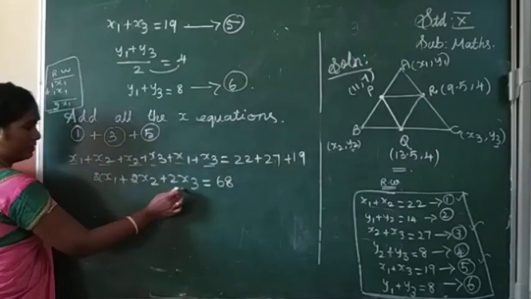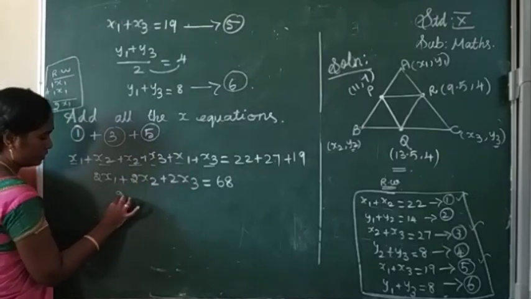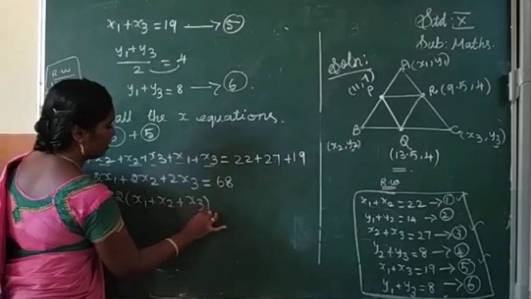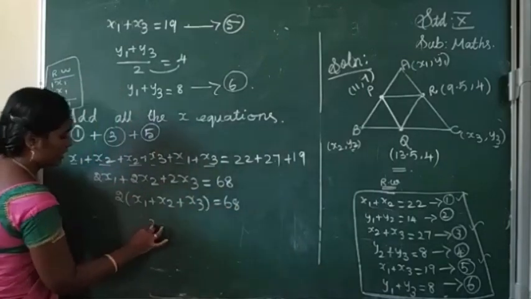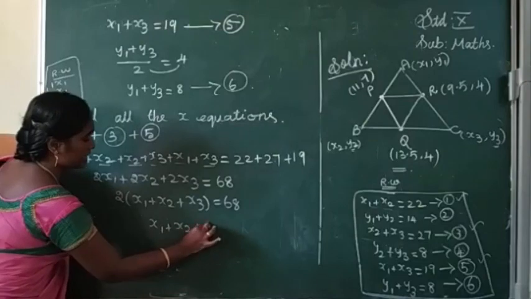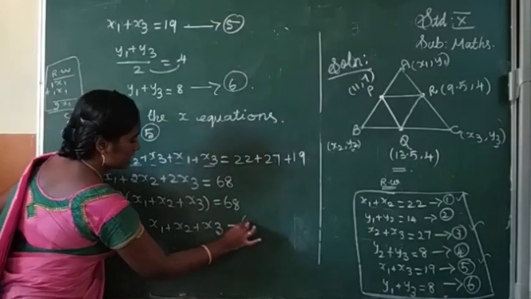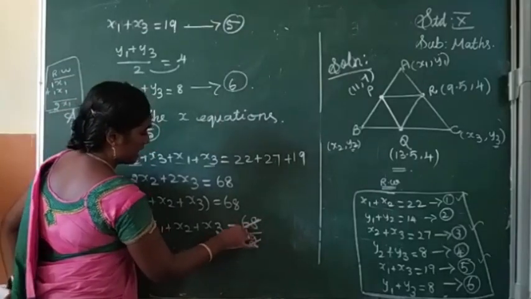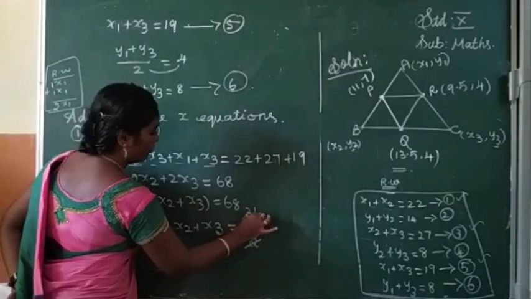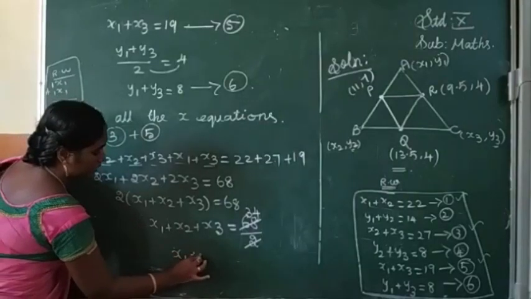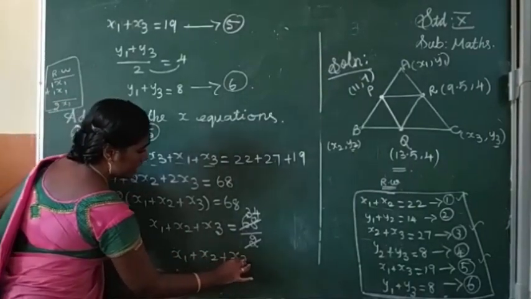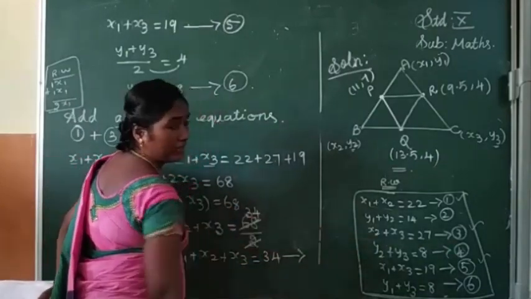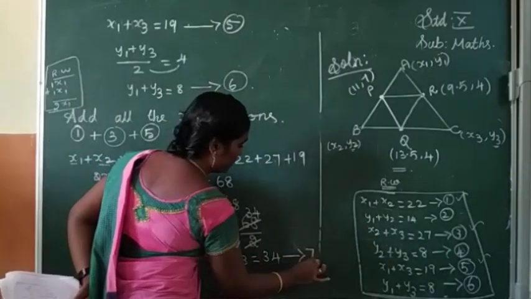So here 2 is common. Take 2 outside. 2 times (x1 plus x2 plus x3) is equal to 68. Here 2 is multiplication, after the equal sign it will become division. Cancel it. 2 3s are 6, 2 4s are 8. Then we will get x1 plus x2 plus x3 is equal to 34. Take this as the 7th equation.